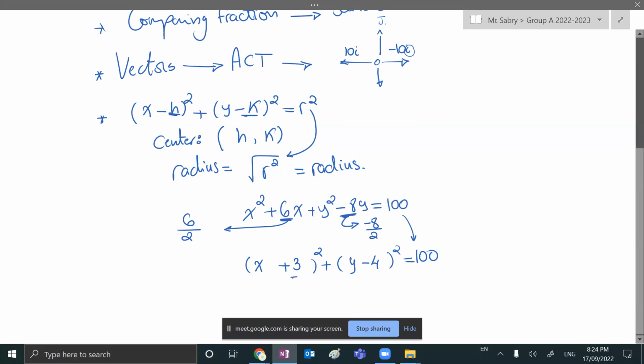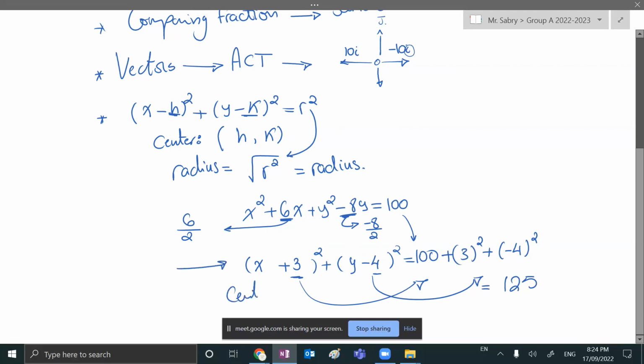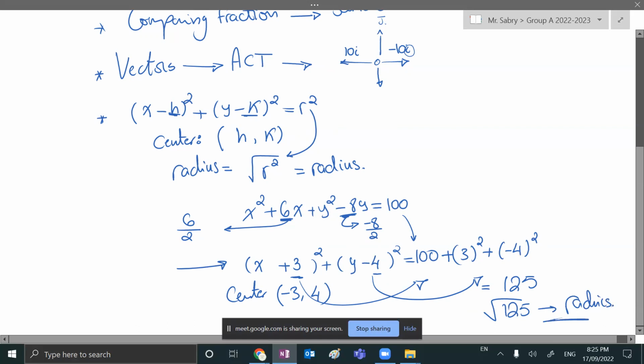Then these two numbers that we got, we're going to square them and put them over here added. So plus 3 to the power of 2, and then this one as well, plus -4 to the power of 2. So that will become 125 on this side. And that will be completing the square. And the center of this circle is -3 and +4, while the radius of this circle is square root 125. That will give me the radius.